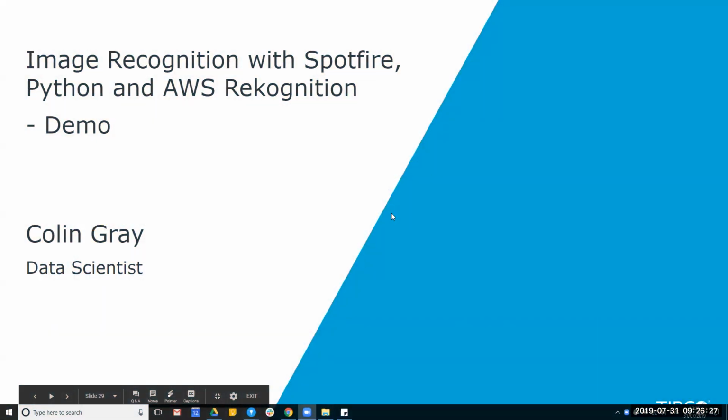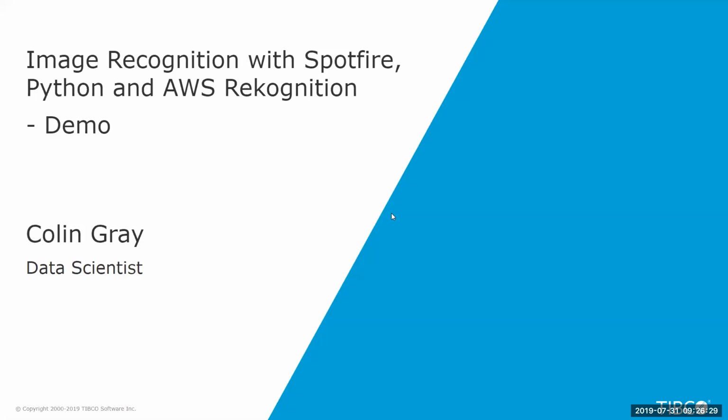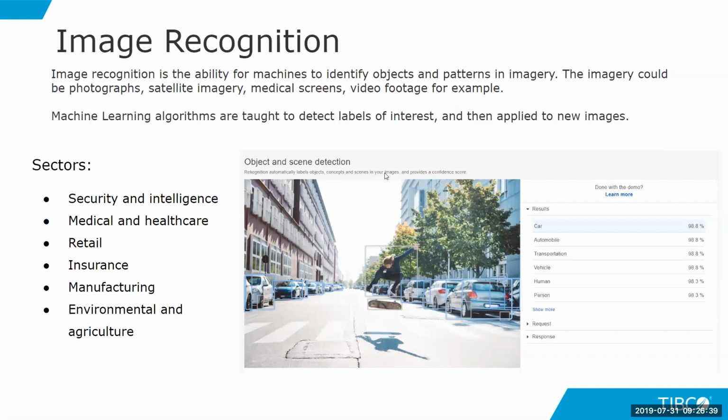So I'm going to talk about doing image recognition with Spotfire. As Michael mentioned at the start, this is going to be using Python with AWS. So just a little introduction into image recognition. Image recognition is the ability to scan photographs, images, even videos to try and detect labels, objects, etc.